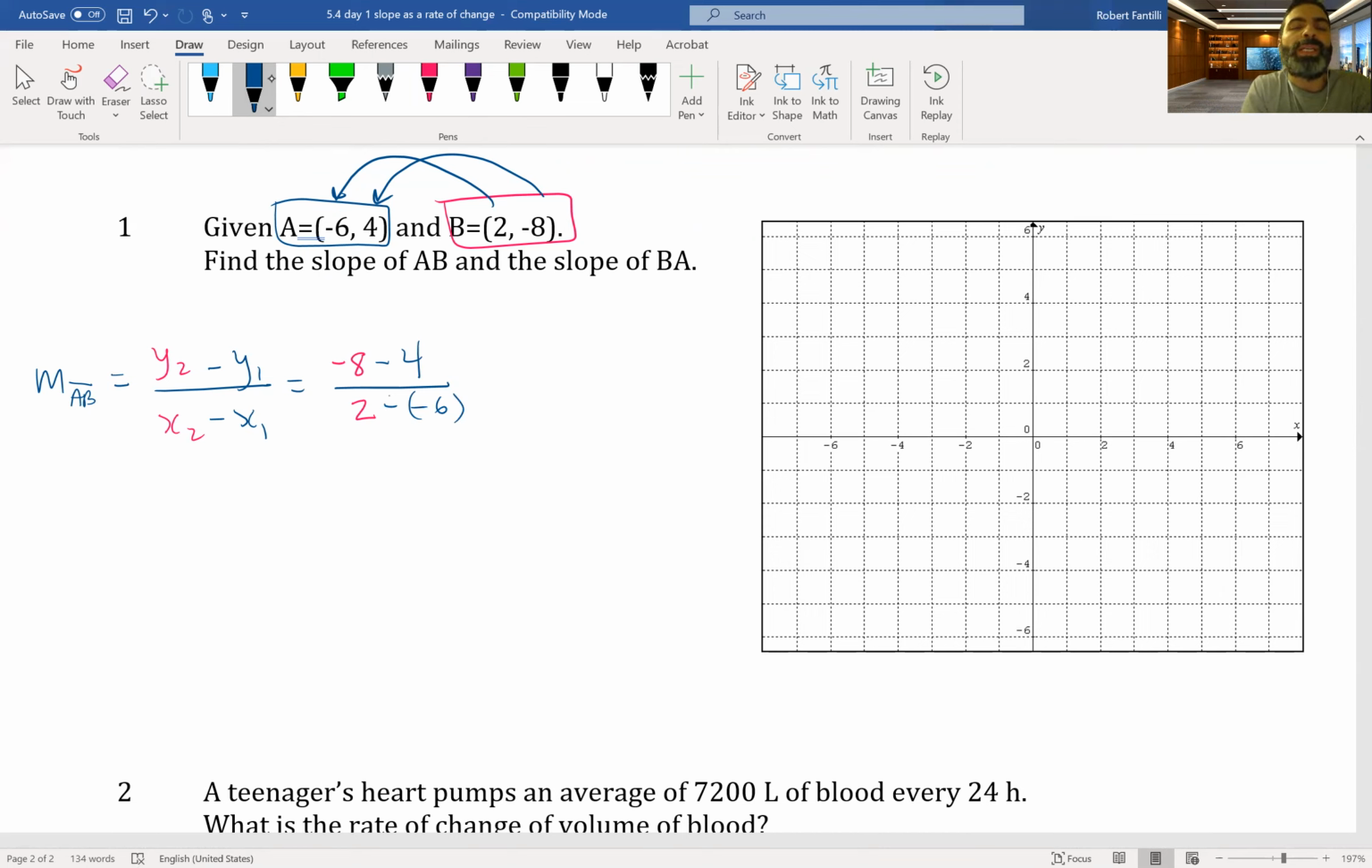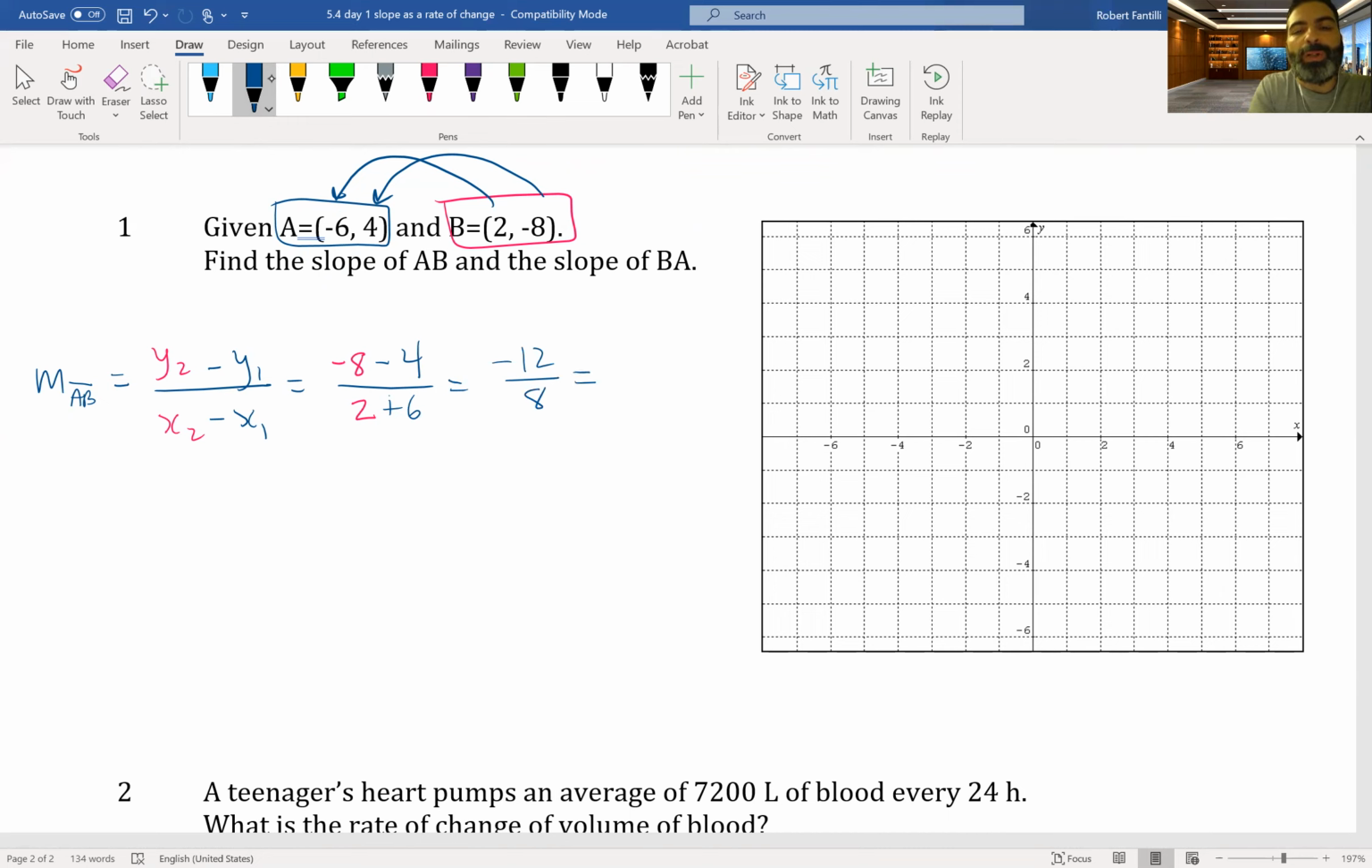So I'm okay with it right now. But as you get more proficient, I would expect that you just write 2 plus 6. Okay? That's going to equal negative 8 minus 4 is negative 12. And 2 plus 6 is 8. And we can reduce that.